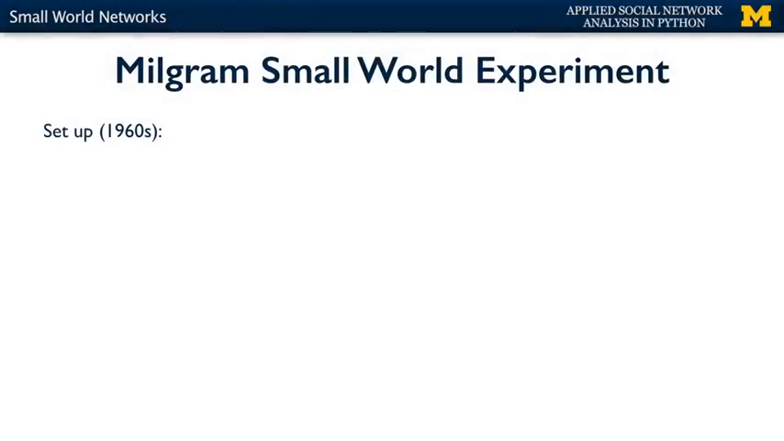So in the 1960s, a researcher named Stanley Milgram was wondering about this very question, and he set out to create an experiment that would allow him to measure how long these paths are and whether or not they really exist. And so the setup of the experiment was the following.